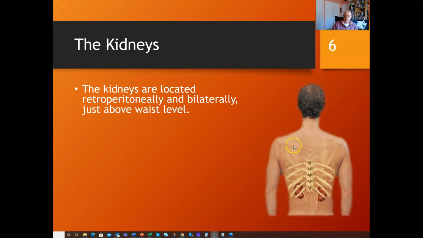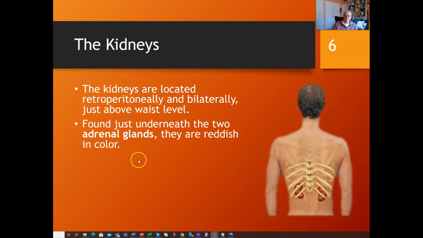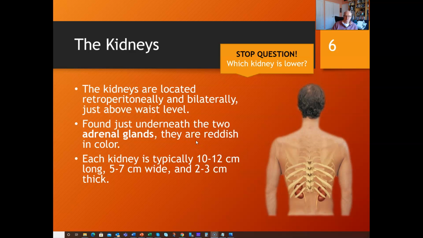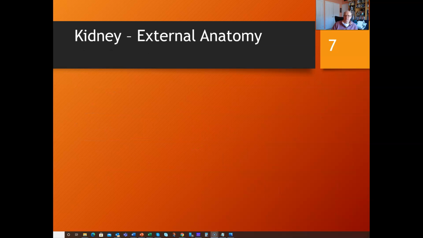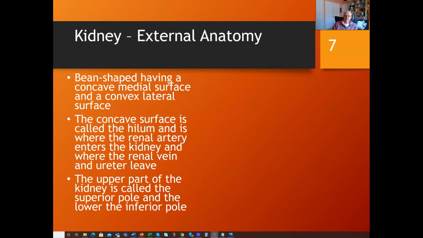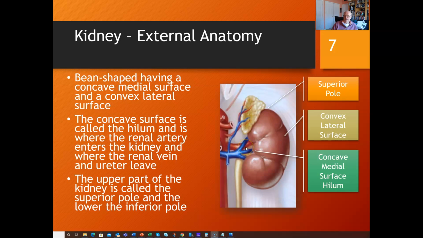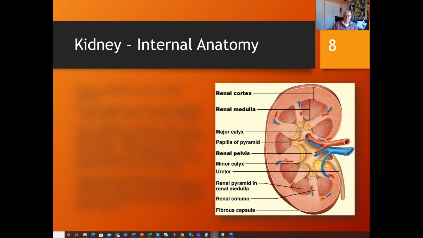So you can see there where the kidneys are. This describes where they are. I don't think you should find this in the least bit difficult to understand, so I'm moving on with that one. This again describes the shape and the different parts. Superior poles, inferior poles, and that sort of thing. Again, should be pretty easy for you.